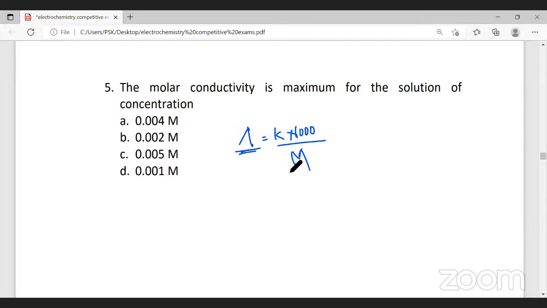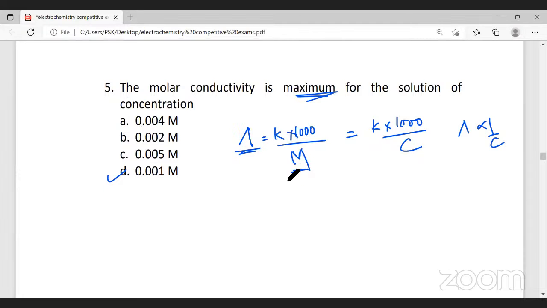So can I say option D, molar conductance is inversely proportional to concentration? No. This M is concentration, molarity, or we can write this formula as kappa into 1000 by C. Molar conductance is inversely proportional to what? Concentration. Lambda is inversely proportional to concentration. It's in the denominator. Which will be the maximum? Which will show maximum? 0.001 molar, sir, option D.